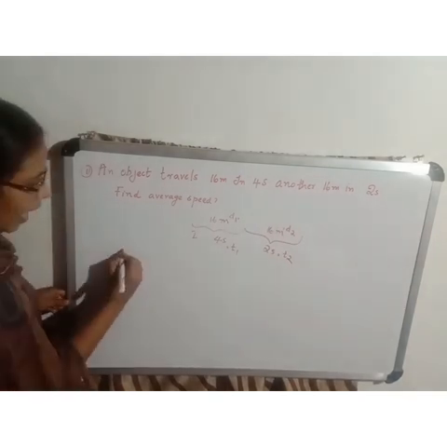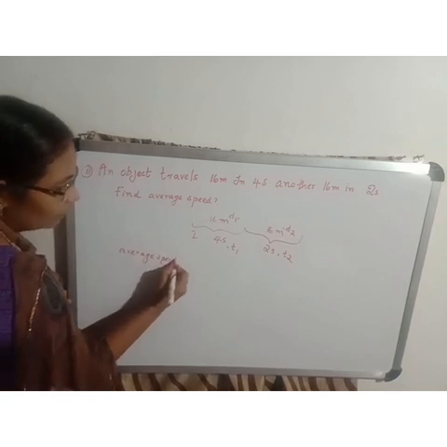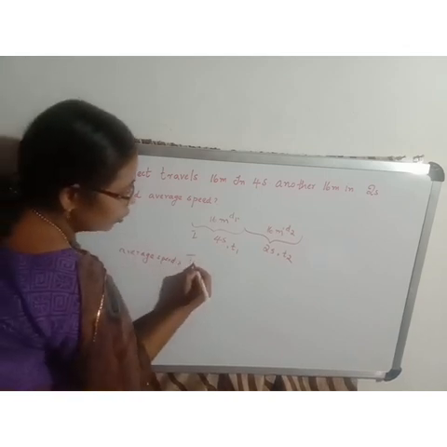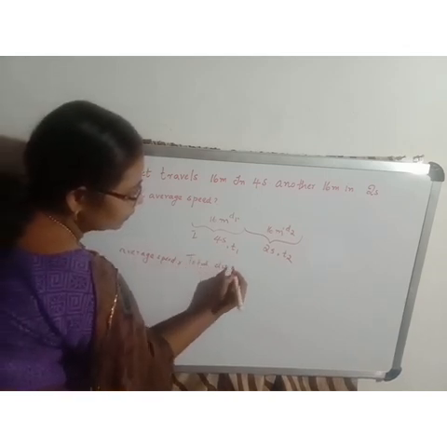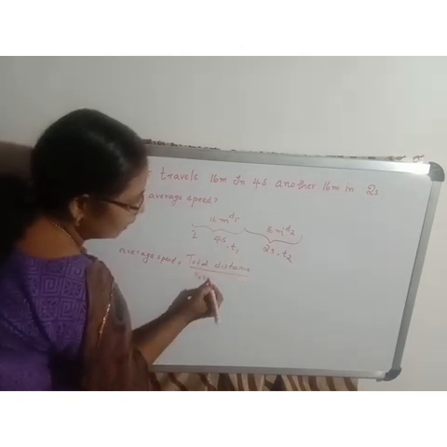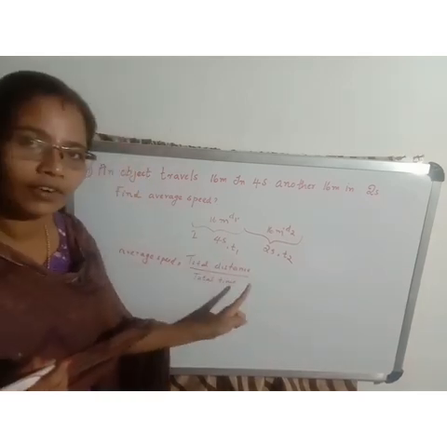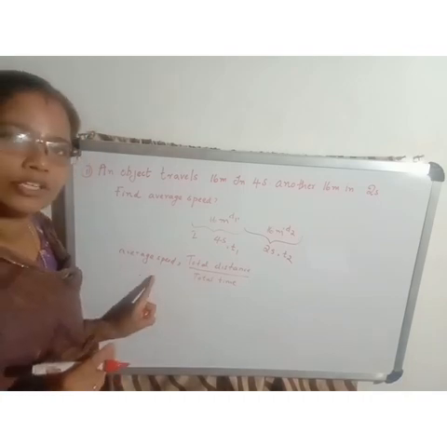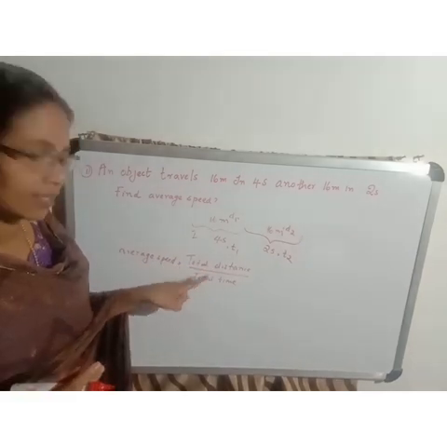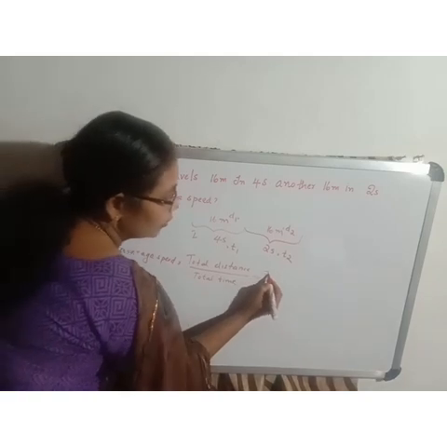So we know average speed. In order to calculate the average speed, the equation for the average speed is total distance divided by total time. Okay, total distance divided by total time is the equation for average speed. So here we need to find out two things, total distance and total time. So I am putting this as our first equation.